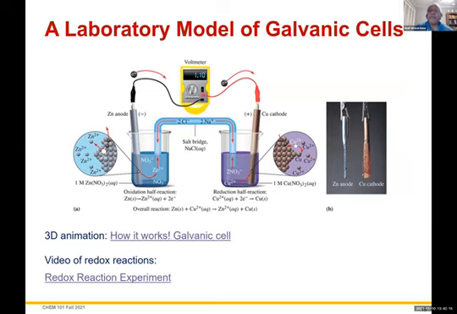Now, in the laboratory, the galvanic cell model is the copper and zinc cell. Normally, this cell is shown with zinc on the left as the anode. On the right, copper is the cathode. So it explains how electrons are transferred from electrode to electrode.